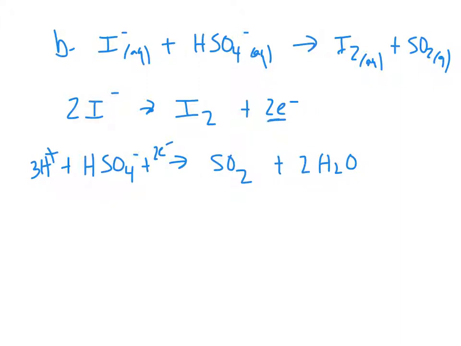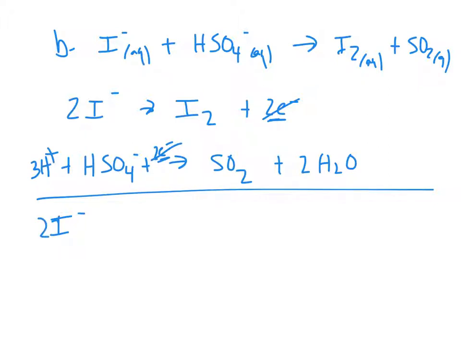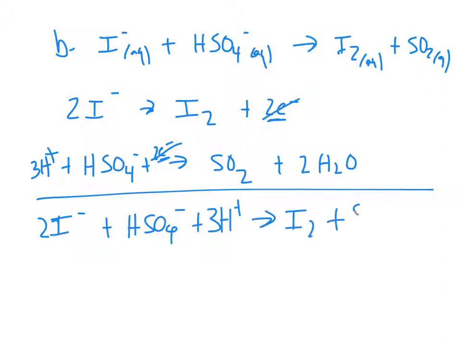And before I add these up, I see that the 2 electrons being transferred equal out, so these cancel in the final equation, and I'm left with 2 I minus plus HSO4 minus plus the 3 hydrogen ions, and it's yielding I2 plus SO2 plus 2 H2O.